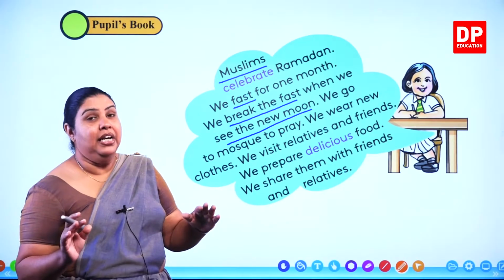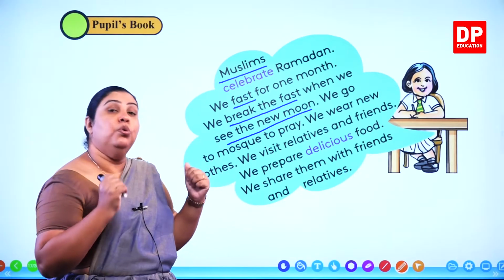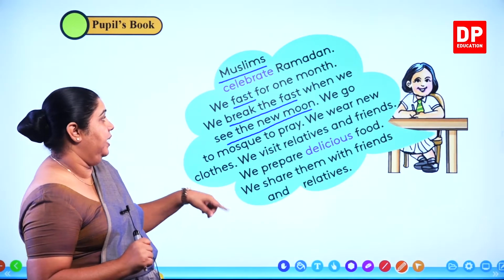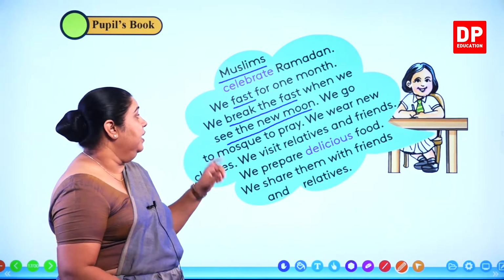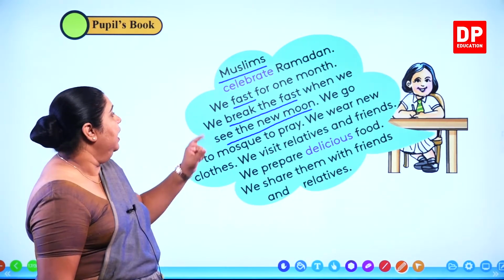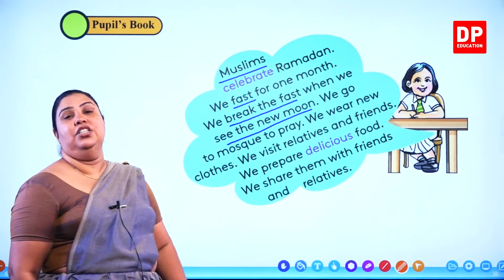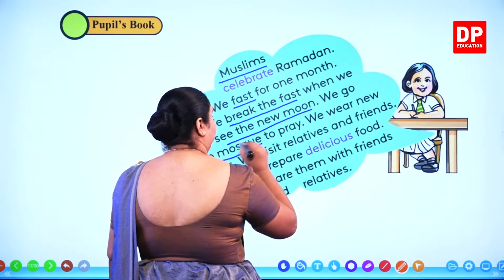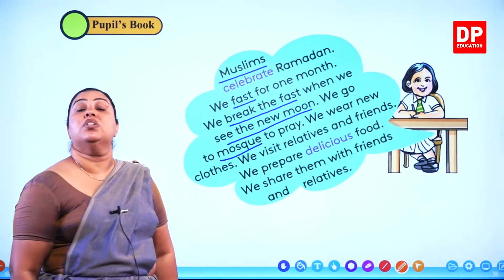So Muslims, when the new moon arrives, they break their fast. That is what it says here. We fast for 1 month. We break the fast when we see the new moon. We go to the mosque to pray. Where do Muslim people go to pray? They go to the mosque.